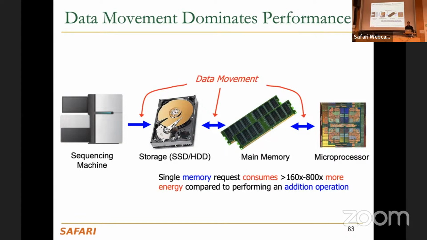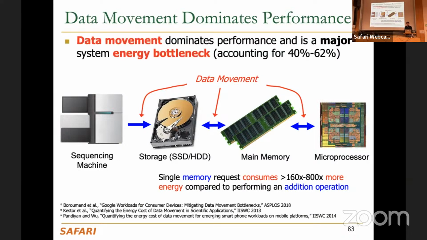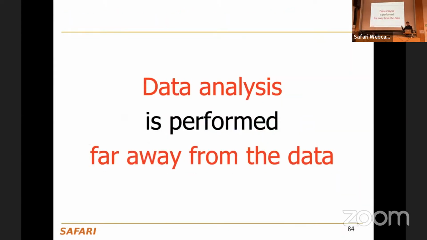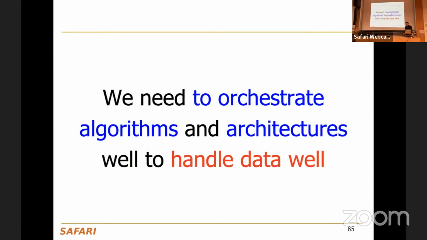And probably as you've seen in the slide before, the cost of data movement is much higher than doing simple operations in terms of energy and latency. So this means that there's a huge latency and energy waste caused by this data movement. And one big reason is that the data analysis is performed far away from the data. And to solve this, we need to orchestrate algorithms and architecture well so that we can handle the data and its computation well.